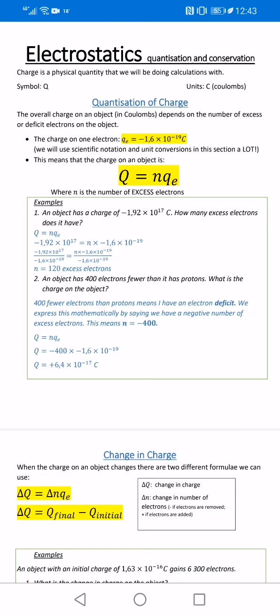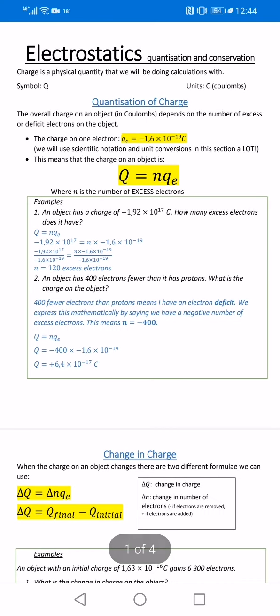Okay guys, so we did the easy electrostatics little introduction yesterday, so now looking at quantization and conservation of charge. First off, something very important, charge is a physical quantity, okay, so we're going to be doing calculations with it, sort of just like wavelength and frequency from waves. Charge also has a number associated with it, a quantity associated with it. Its symbol is a capital Q and its units are a capital C in coulombs.